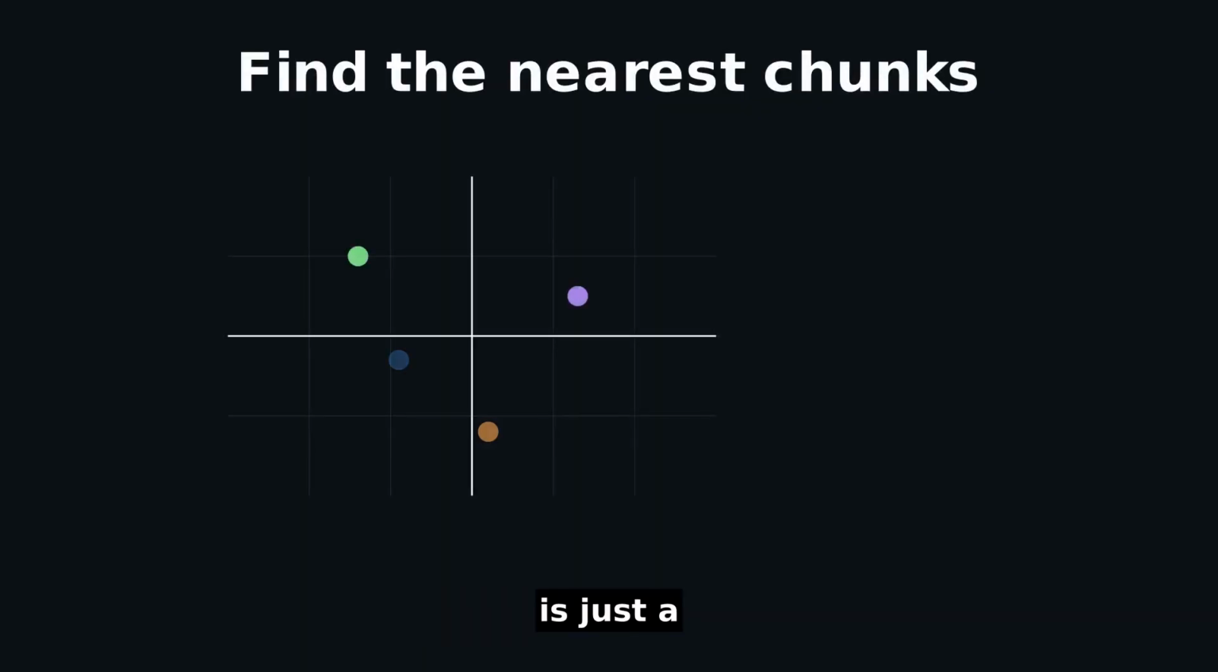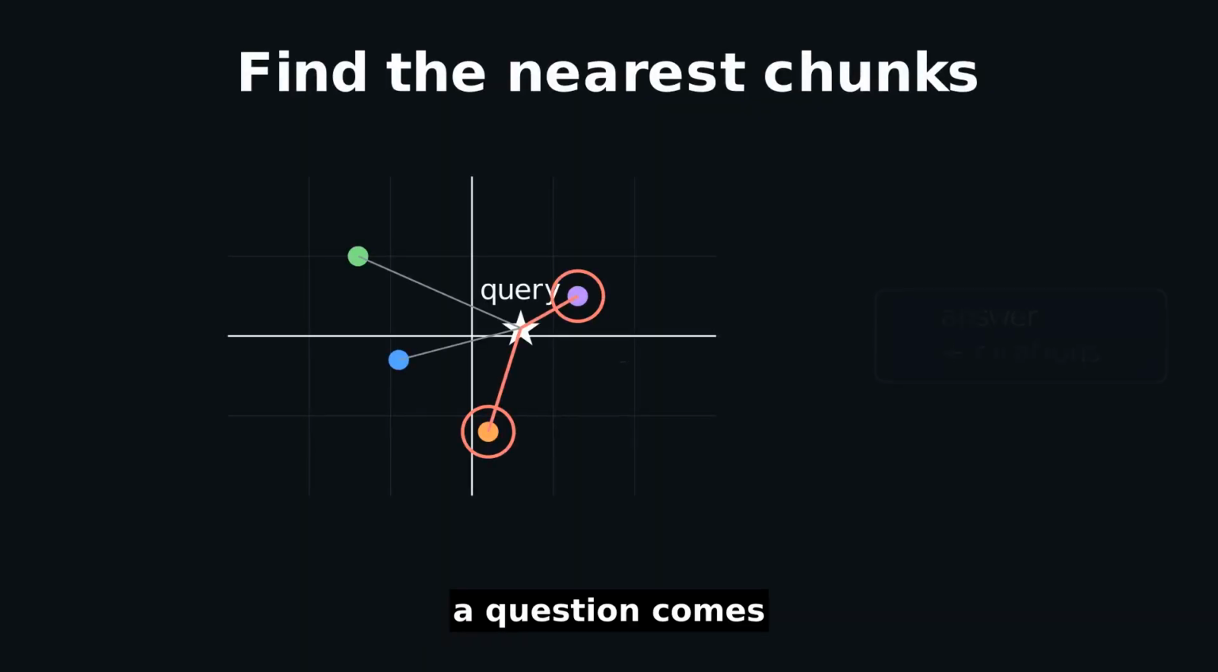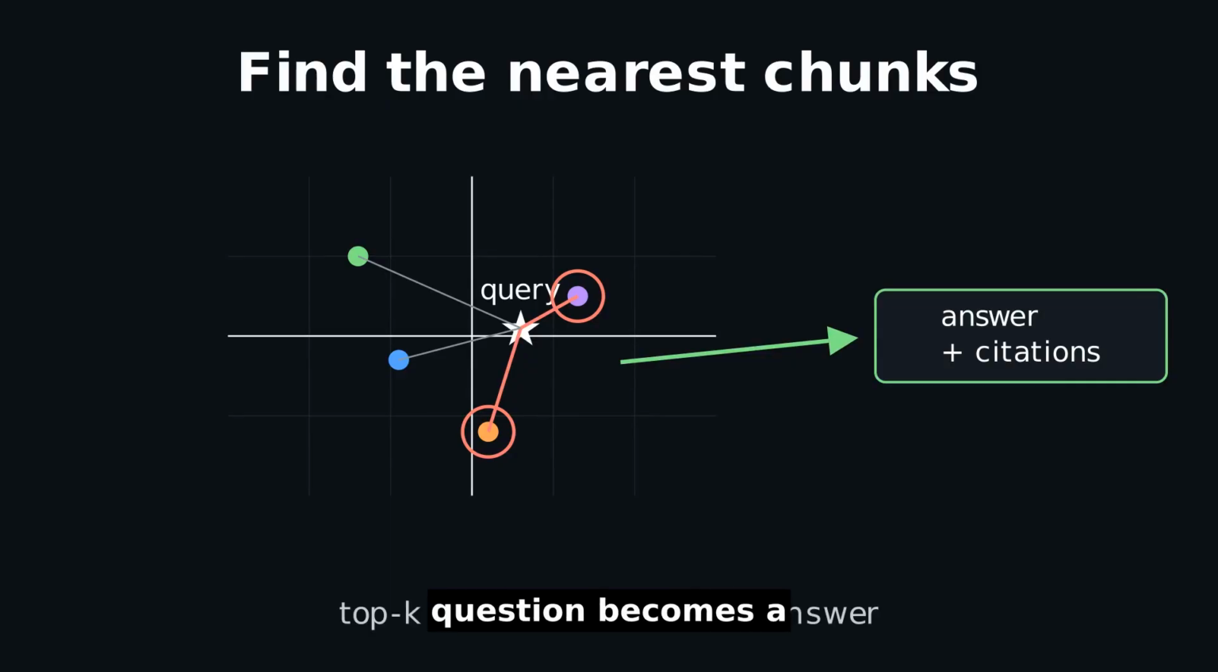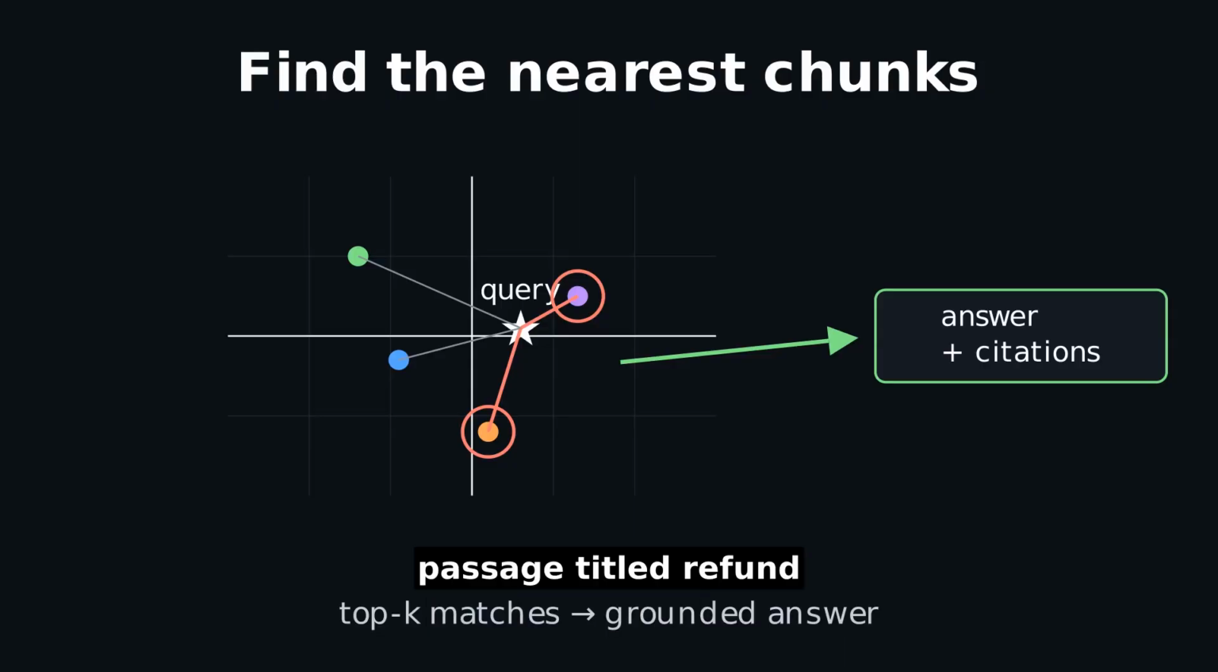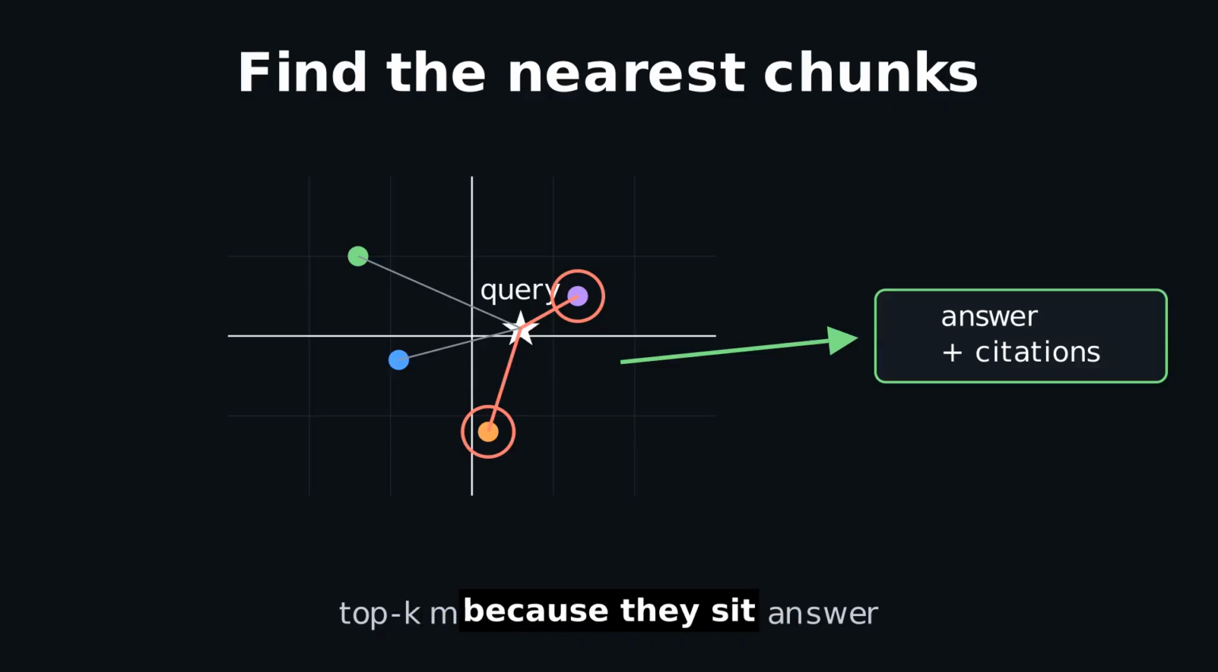Now retrieval, which is just a distance measurement. When a question comes in, we embed it the same way, so the question becomes a point in the very same space, the star here. Then we measure how close it is to every document point, and we keep the nearest few. Those top matches are the passages most likely to contain the answer. We hand just those to the model as context. Notice what we did not do: we never searched for matching words. A question about getting money back can find a passage titled refund policy, even with no shared keywords, because they sit near each other in meaning. Retrieval is nearest neighbor search, and that's the whole trick.